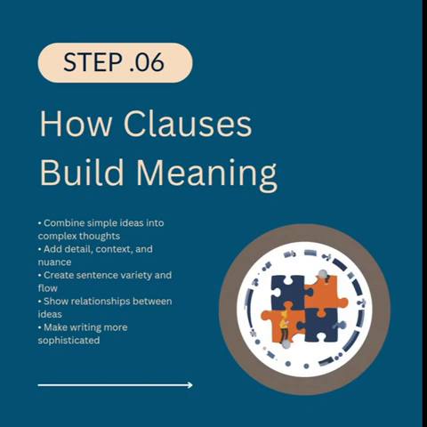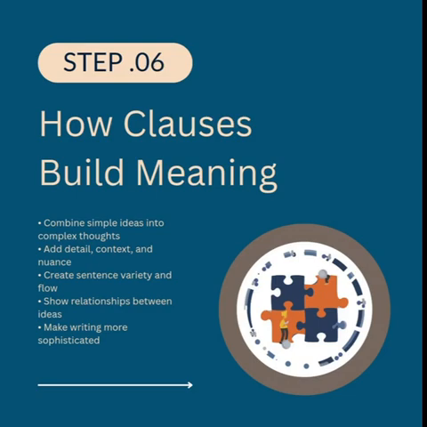When we combine these clauses, meaning becomes richer and more detailed. Clauses build meaning by showing relationships between ideas. For example, they can show reason, time, condition, contrast, or description. Instead of giving short separate sentences, clauses allow us to connect thoughts smoothly. For instance, "she went home because she was tired" combines two ideas, the action, she went home, and the reason, because she was tired. Without the dependent clause, we would lose the explanation behind the action. This is how clauses add depth to the meaning.